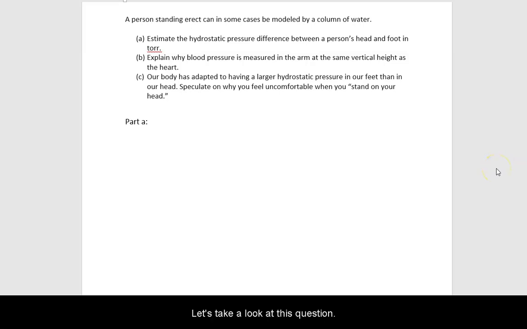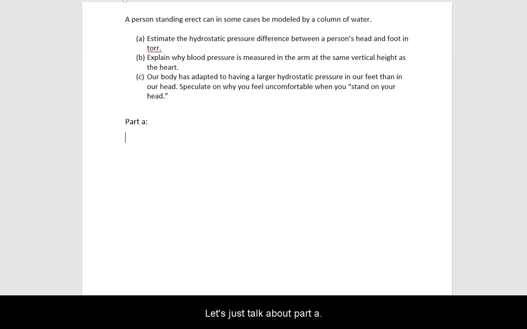Let's take a look at this question. A person standing erect can in some cases be modeled by a column of water, so just a big cylinder of water. Estimate the hydrostatic pressure difference between a person's head and foot in torr. All right, so what do we need to do this?